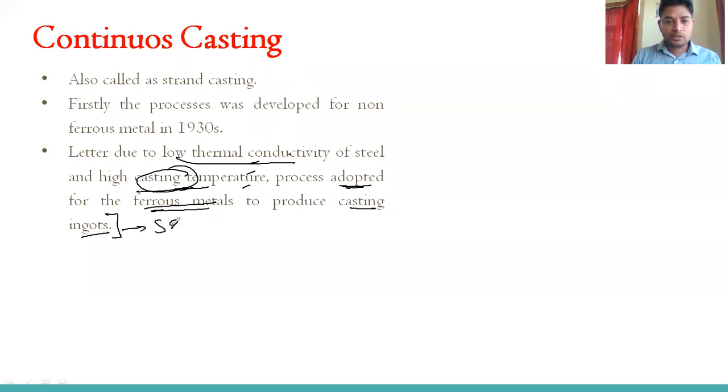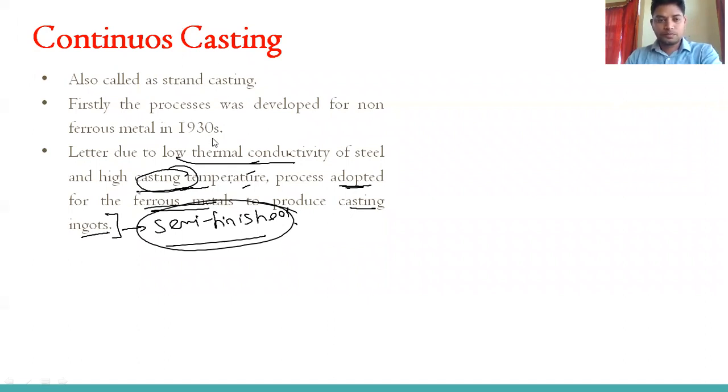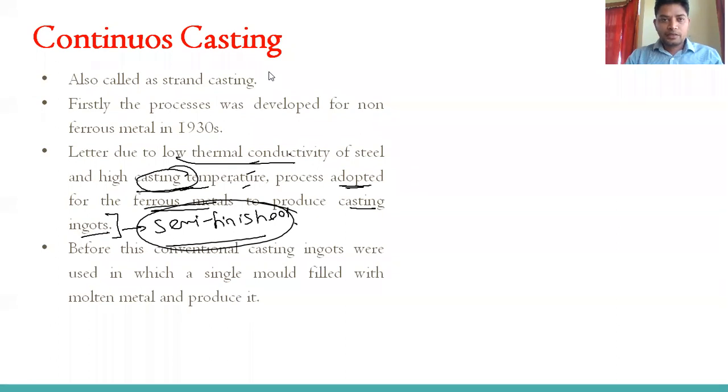Ingots are what the semi-finished products are. So after the 1940s, or in the range of the 60s, basically this process was adopted for the ferrous material. Before that, we were producing this I section, which is used in railway tracks, and the sheet plates, small-thickness plates, by simple casting, or the conventional casting we can say.